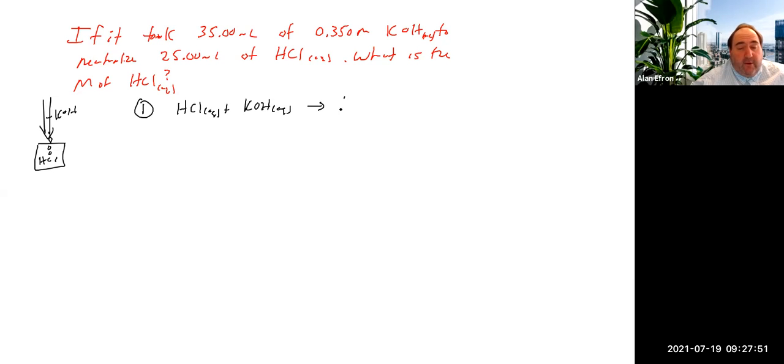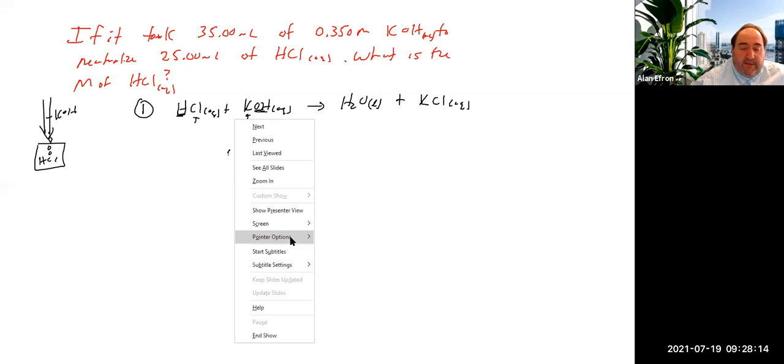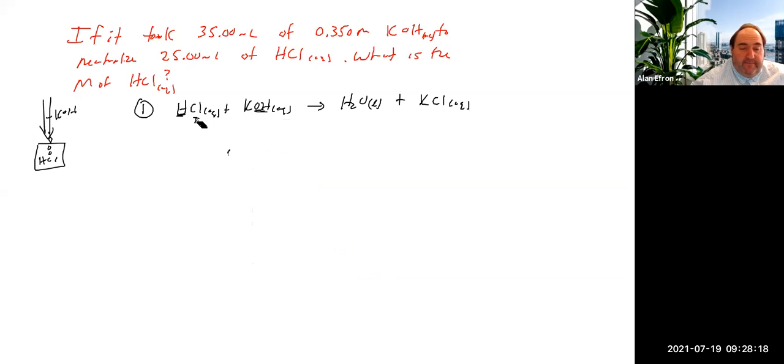We're going to get our water coming from the OH and the H, and our salt coming from the other two that are left in this particular case. We want to make sure it's balanced, and in this case, I believe it is. We have 2 hydrogens, 1 chlorine, and 1 potassium on each side. So we're good on all of those.